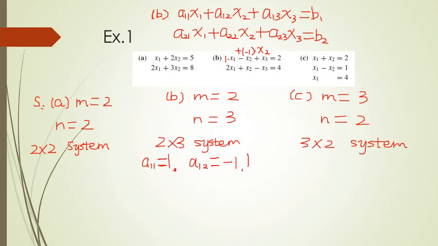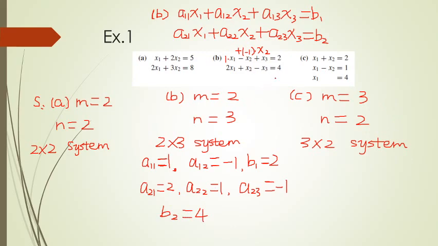How about B1? Of course, B1 is 2, right? The right side constant, 2. And then A21 is 2, right? Just comparing with the standard format. A21 is 2. How about A22? A22 is 1. How about A23? A23 is minus 1. B2 equals 4, right? B2 equals 4.